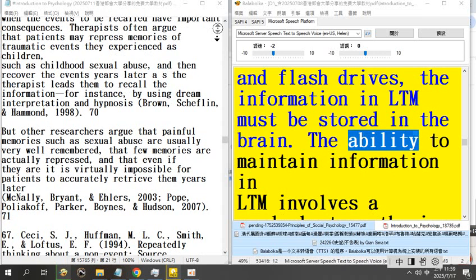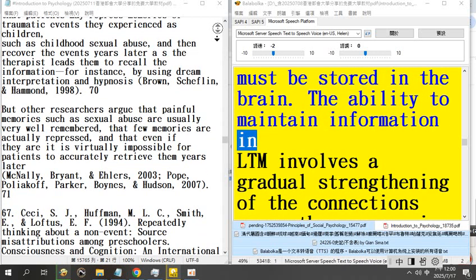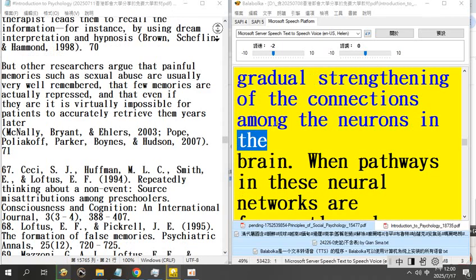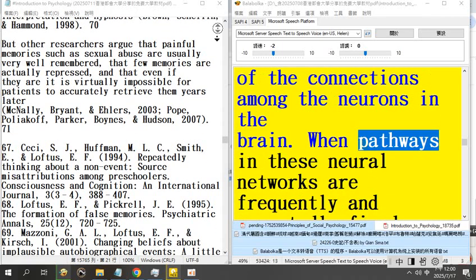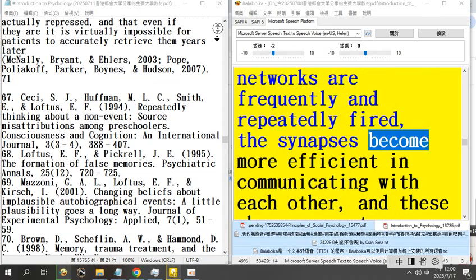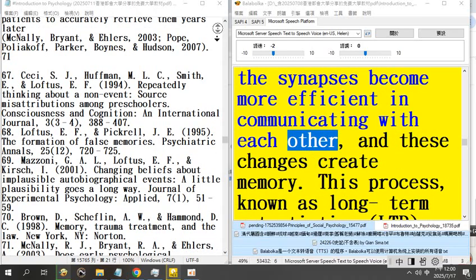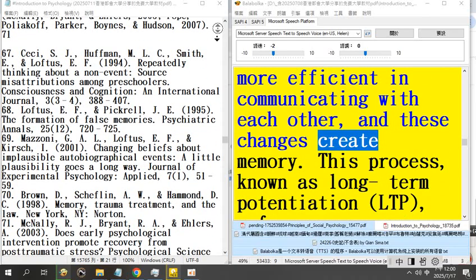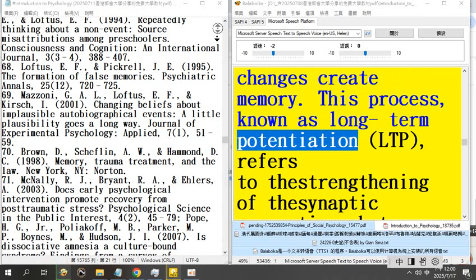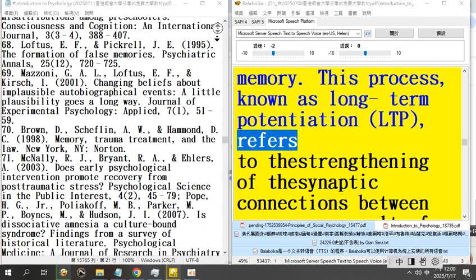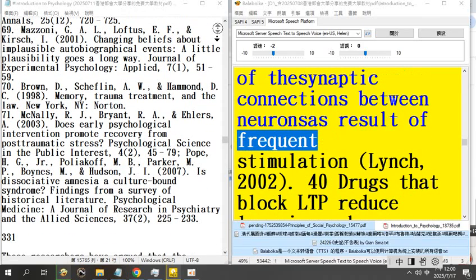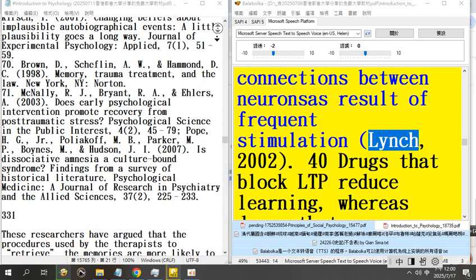The ability to maintain information in LTM involves a gradual strengthening of the connections among the neurons in the brain. When pathways in these neural networks are frequently and repeatedly fired, the synapses become more efficient in communicating with each other, and these changes create memory. This process, known as long-term potentiation, LTP, refers to the strengthening of the synaptic connections between neurons as a result of frequent stimulation (Lynch, 2002).